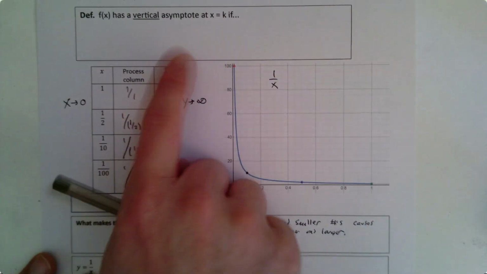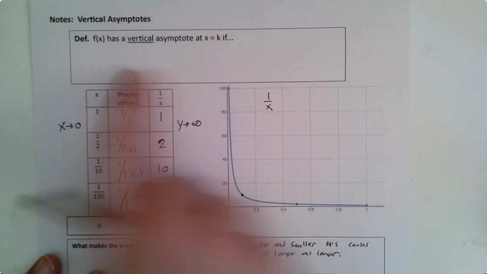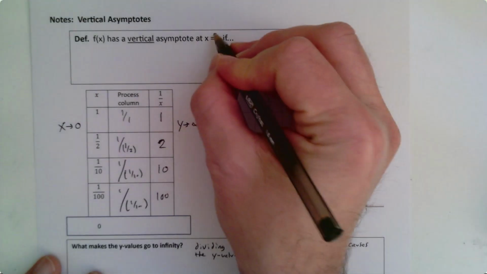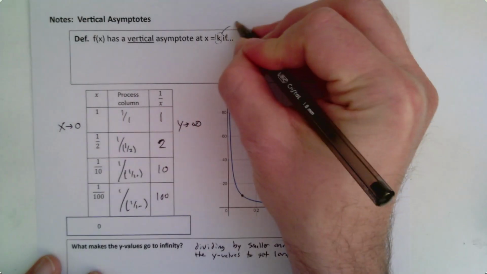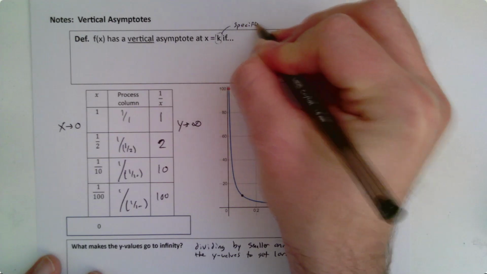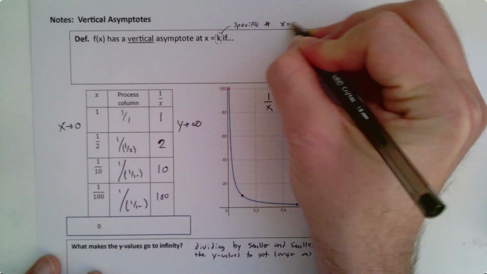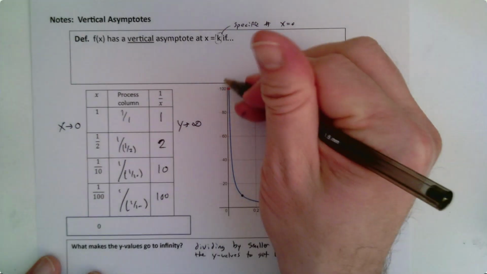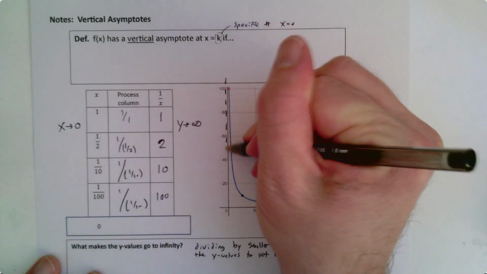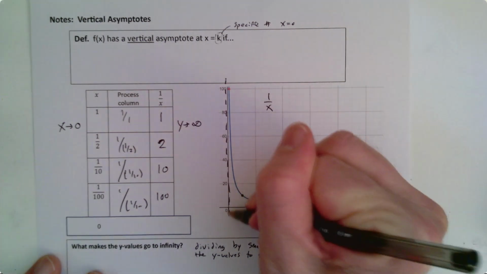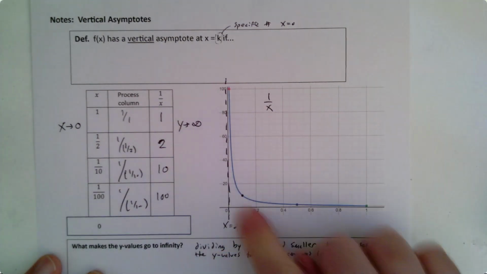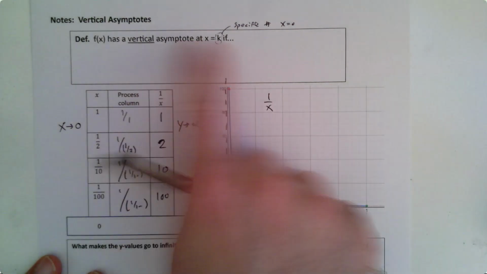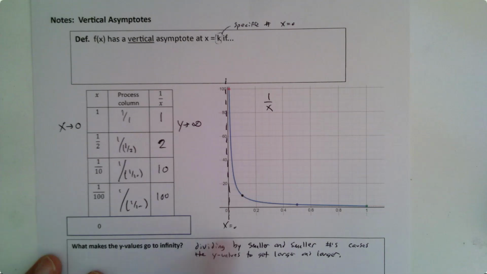Okay, let's go back up to the top, though, and write what our definition is. So we said that a function has a vertical asymptote at x equals k. And if you saw the last video, k is just some specific number, such as x equals 0. Okay, what does it mean to say x equals 0? If I draw a vertical line at x equals 0, all the points along that line have the same x coordinate. So that's what we mean when we say there's a vertical asymptote at an x value.